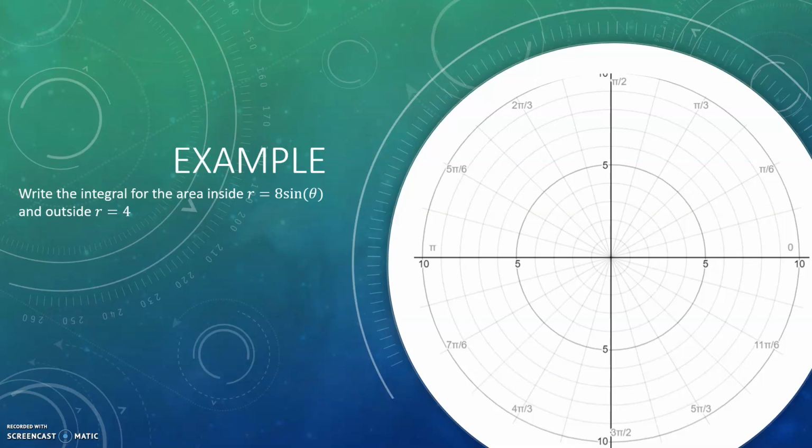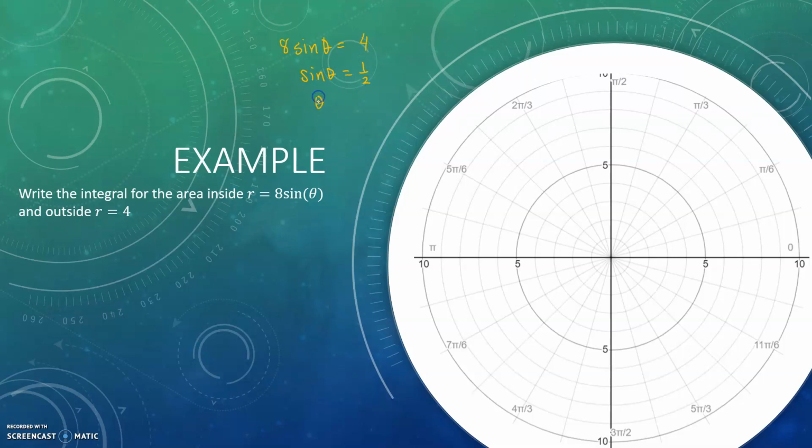All right, so here's an example. We want to write an integral for the area inside r equals 8 sine theta and outside r equals 4. So first of all, let's figure out where they intersect. That's an important thing to know. So we're going to set them equal to each other: 8 sine theta equals 4. So that would mean that sine theta equals 1/2.